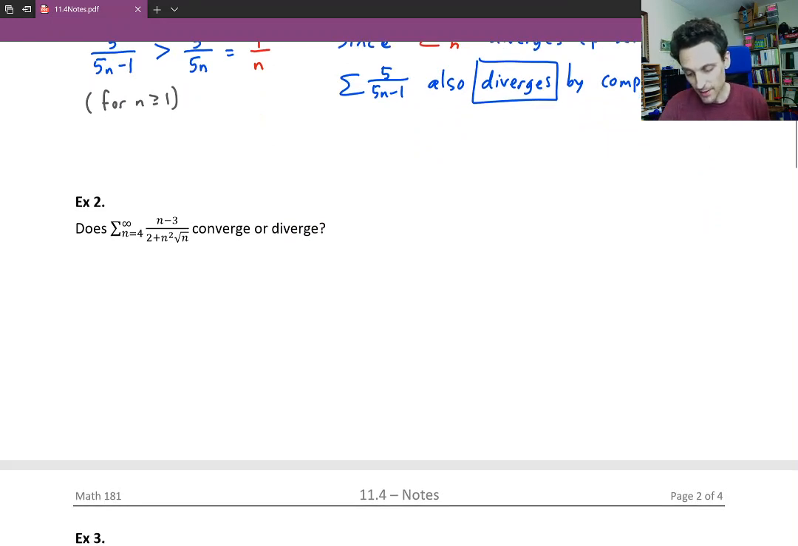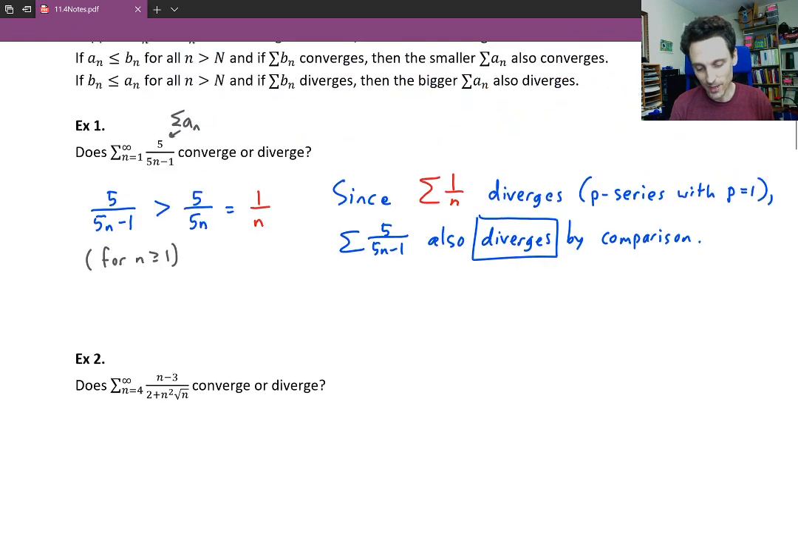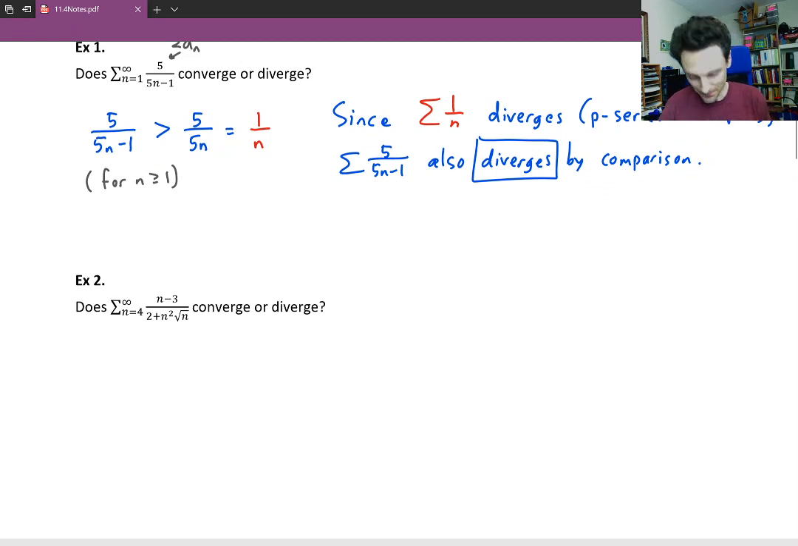So here we have the sum as n goes from 4 to infinity. Now we've got to write the n equals 4 to infinity because no longer can we get away with this shorthand notation that assumes n starts at 1 and goes to infinity. But that's okay. Good practice writing. So what we'll do is we'll take the stuff inside, we'll take the terms of this series.